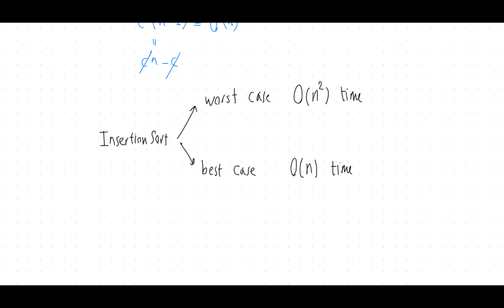So you see that asymptotically, in the worst case, insertion sort is similar to bubble sort, but in the best case, it's better than bubble sort, because if you remember, for bubble sort, the best case runtime was also quadratic, also order n squared.